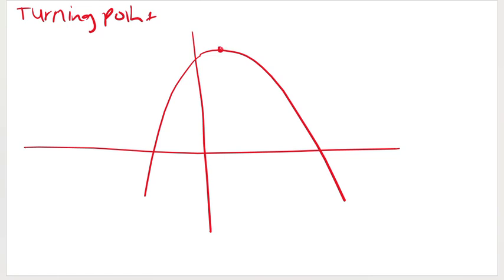Let's say this is our turning point. This is the highest point. The turning point on this graph is the highest point or the maximum point of the graph. This is our turning point. So remember, on this side, the graph was increasing and then got to the turning point, and then the graph starts decreasing. So this is the turning point.